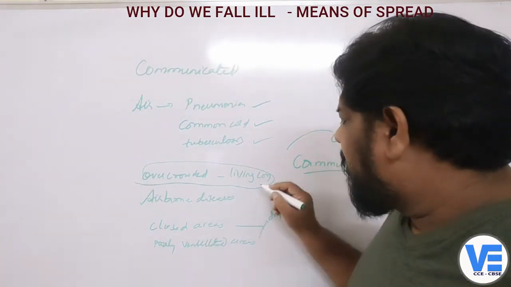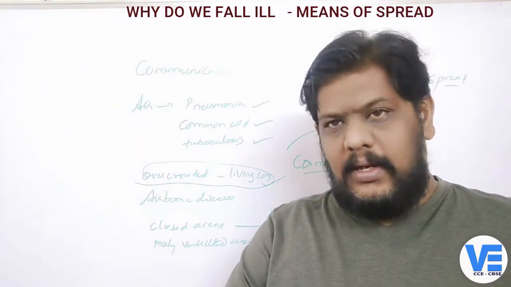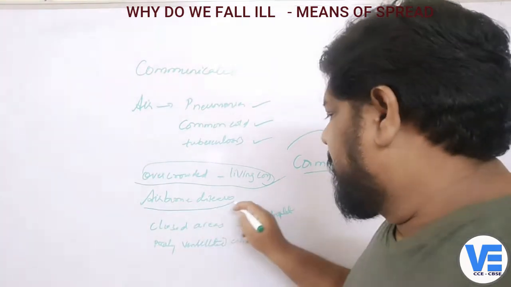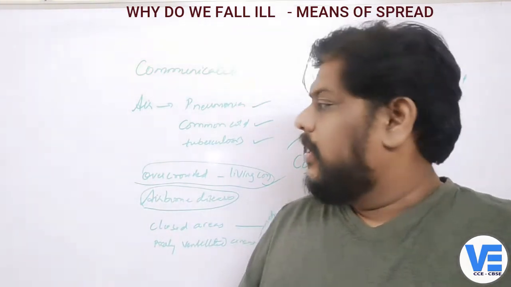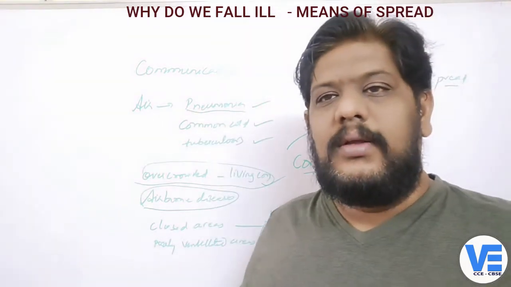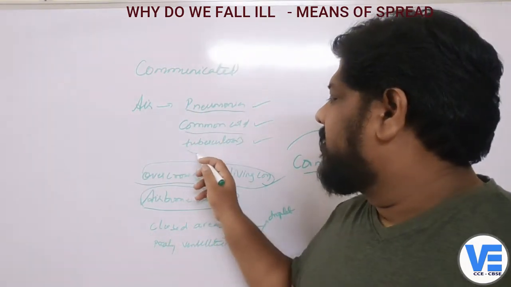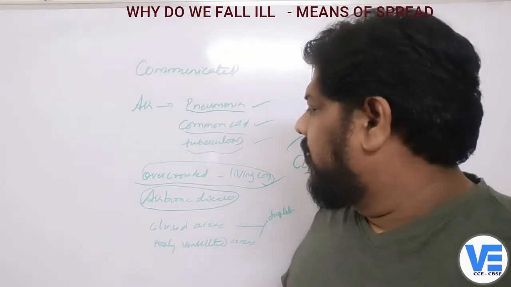So all these diseases which are usually transferred through the air are called airborne diseases. So here there are some diseases which are airborne. One is pneumonia, second one is common cold, third one is tuberculosis. So these are different examples of airborne diseases.